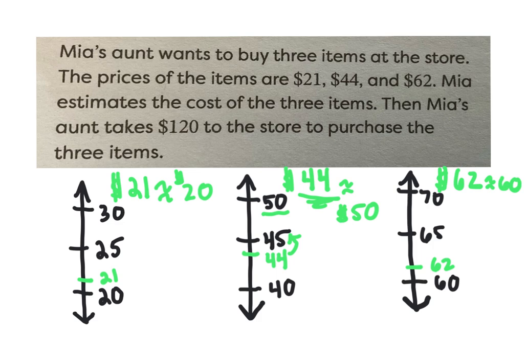So let's say if we now added this all up, we have 20 plus 50 is 70, and then 60 plus 70 is $130. So this would be the safer amount to bring to the store for Mia's aunt.